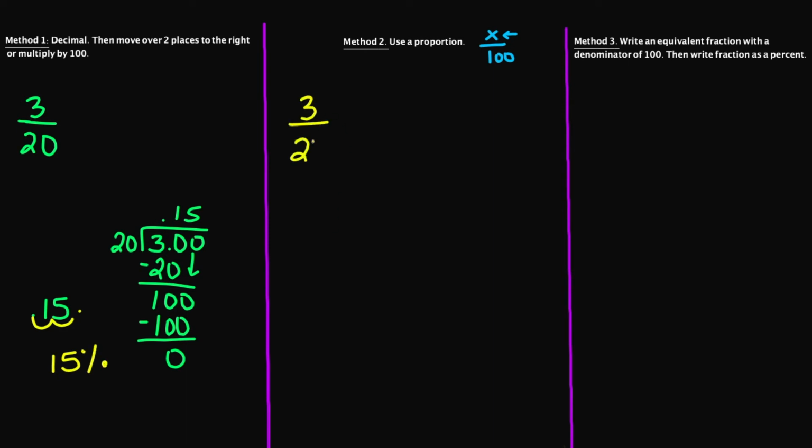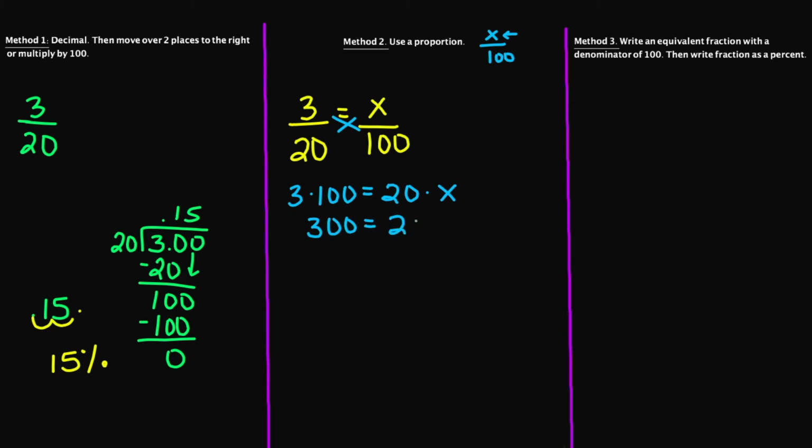3 over 20 equals x over 100. We're going to cross multiply. So we have 3 times 100 equals 20 times x. 3 times 100, this is 300, equals 20x. Divide by 20, divide by 20. So x equals, let's see, we have 20 here, 300 here.